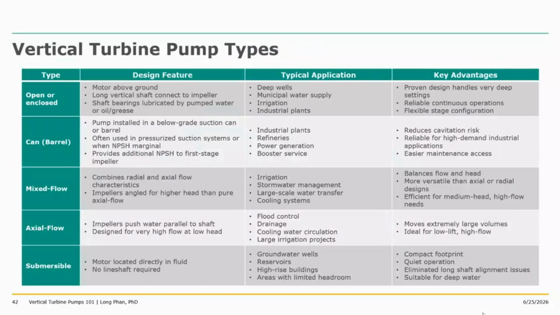So to put into a summary all types of configuration that we just learned so far. We have open and closed, and we have can. For open and closed, the focus is more on delivering high head, with a wide range of flow from moderate to very high flow, from low to high. The can barrel is typically useful when you don't have enough NPSH, or the can barrel can create its own submergence. Mixed flow and axial flow, the focus is more on delivering more flow, low to moderate head, and for the submersible pump, the key feature is the motor located directly in the fluids, therefore no line shaft required.